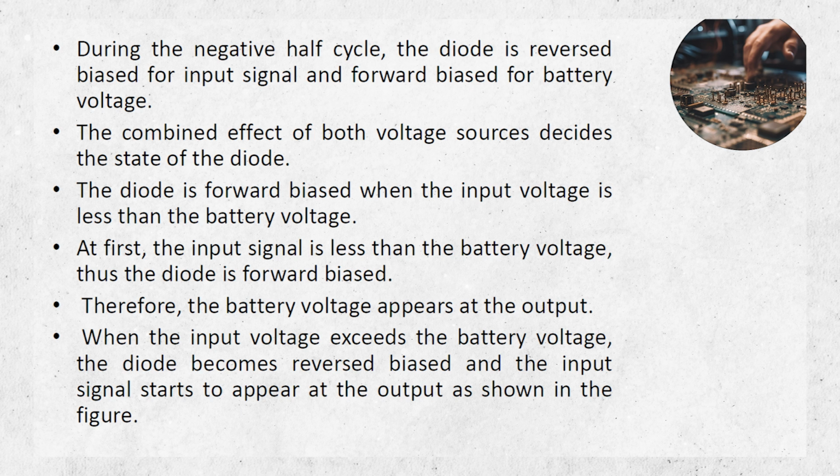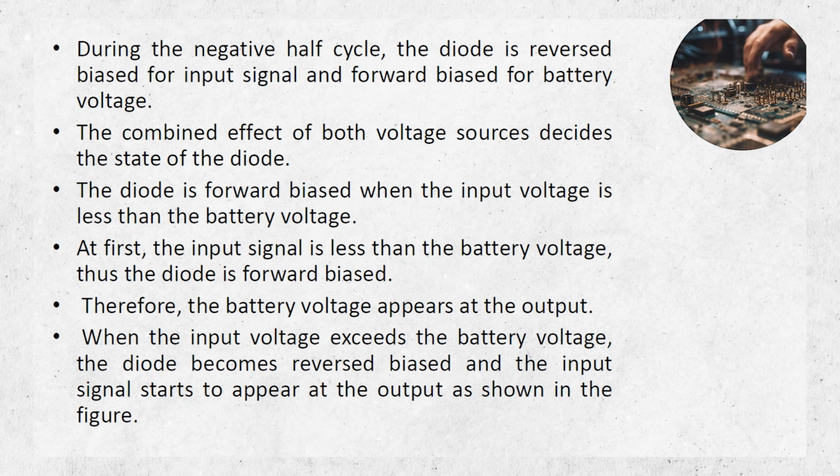During the negative half cycle, the diode is reverse biased for the input signal and forward biased for the battery voltage. The combined effect of both voltage sources decides the state of the diode. The diode is forward biased when the input voltage is less than the battery voltage. At first, the input signal is less than the battery voltage, thus the diode is forward biased. Therefore, the battery voltage appears at the output.